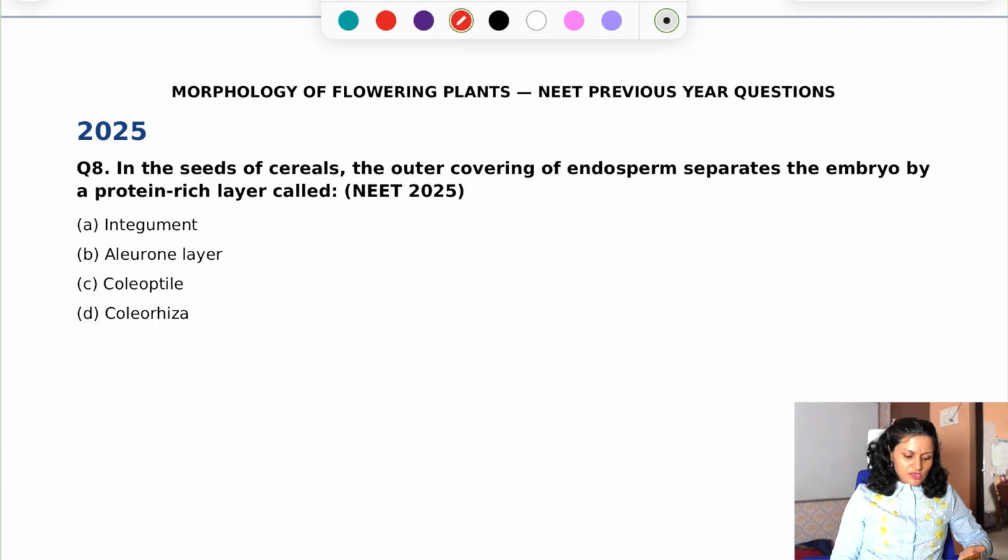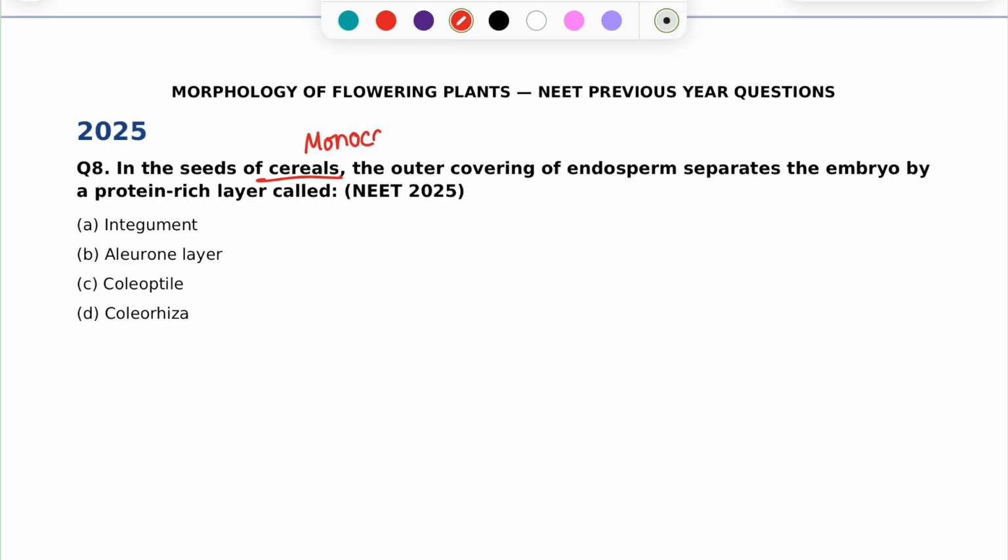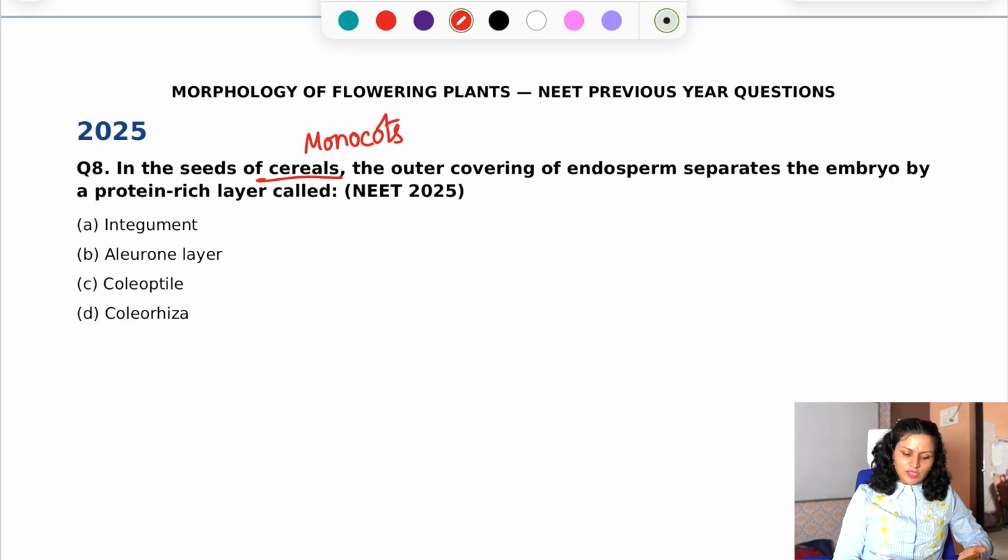Question 8. In the seeds of cereals, the outer covering that is monocots. Cereals are monocots. The outer covering of endosperm separates the embryo by a protein-rich layer called the Aleurone layer. Question 8, option B is correct.